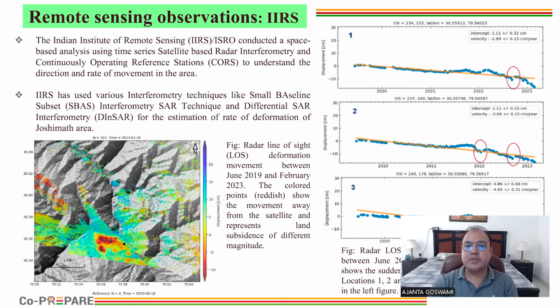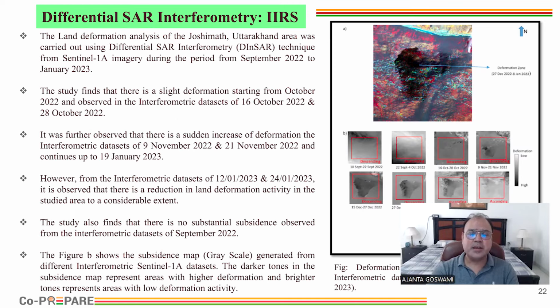Similarly, another scientist from IRS, Dr. Harishankar, did this particular study. This was done by another scientist from IRS who tried to do DInSAR in a study of Joshimath area. And he used images from September 2022 to January 2023. Their study finds that there is a slight deformation starting from October 2022, observed in the interferometric data set of 16 October 2022 and 28 October 2022. So these deformations are shown here.